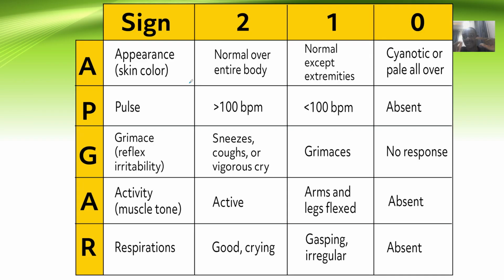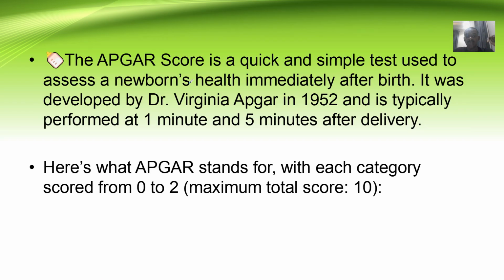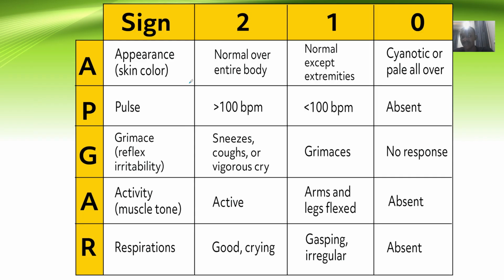The APGAR is a mnemonic. A stands for appearance of the baby: how is the skin of the baby appearing? P stands for pulse: they are trying to check how the heart of the baby is beating, how is blood going around? G, grimace, is reflex irritability: if you touch the baby, do they cry? Do they cough? Do they sneeze? A is activity, muscle tone: is the baby active or weak, or is the baby very stiff? Then R, respiration: is the baby breathing fine?